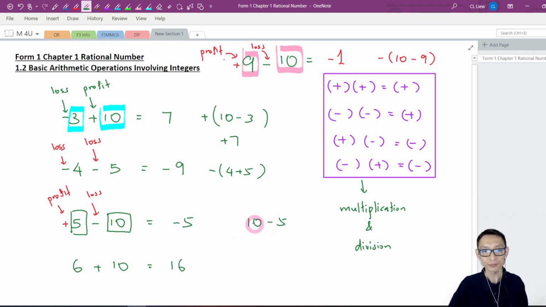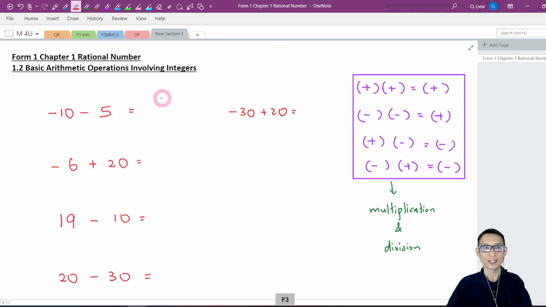Okay, now, for this one, we take 10 minus 5, we get 5, but since the loss is larger, the final answer must be a negative number. Therefore, we will get negative 5. Okay, so don't get confused between this addition or subtraction with this one. This is applied for multiplication and division. Okay, now let's try a few more questions so that you understand better how to solve this type of question.